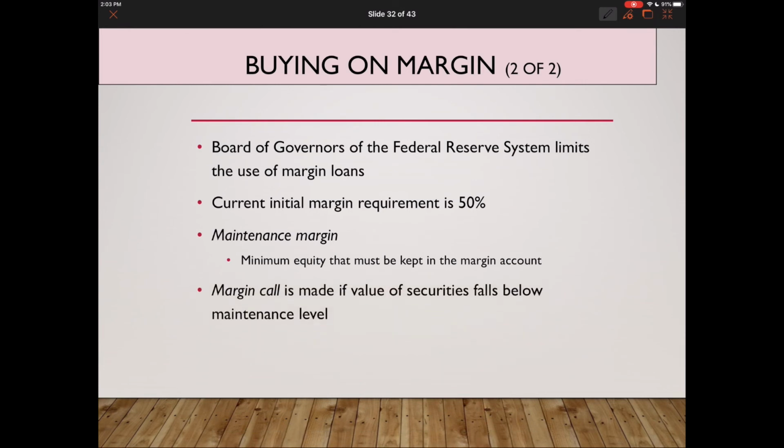And then a margin call is made if the value of the securities falls below that maintenance level that is set. To meet this maintenance margin, a margin call is made, and you will need to post additional collateral, whether it be cash or securities, to your account. If you do not, then the brokers may sell the securities to restore the margin to an acceptable level.